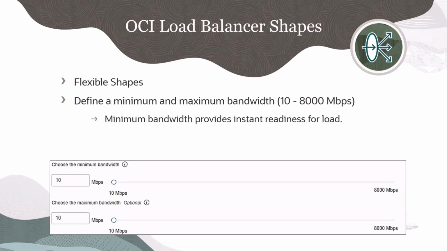And I also mentioned what is the significance of each of these options. For example, minimum bandwidth is going to provide readiness for the load because that is the minimum bandwidth that you have configured. And the maximum allows you to have control on the cost.